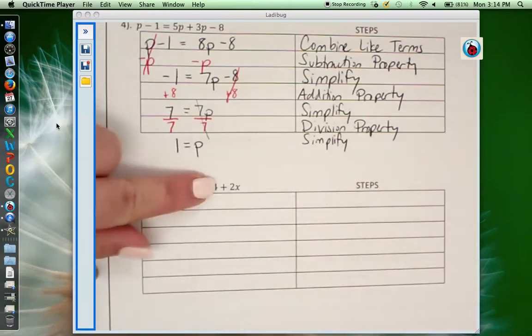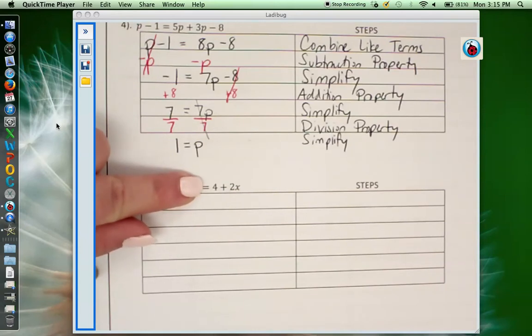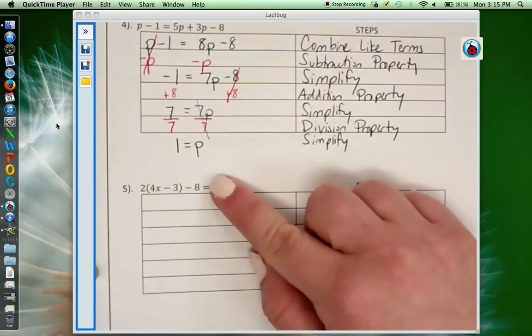The right side isn't quite as exciting. 4 plus 2x. There's no like terms. There's no parentheses. There's nothing really to simplify there. So we're going to leave that be for right now and focus on the left-hand side, which is where all the chaos is happening. So first thing I want to take care of is those parentheses.